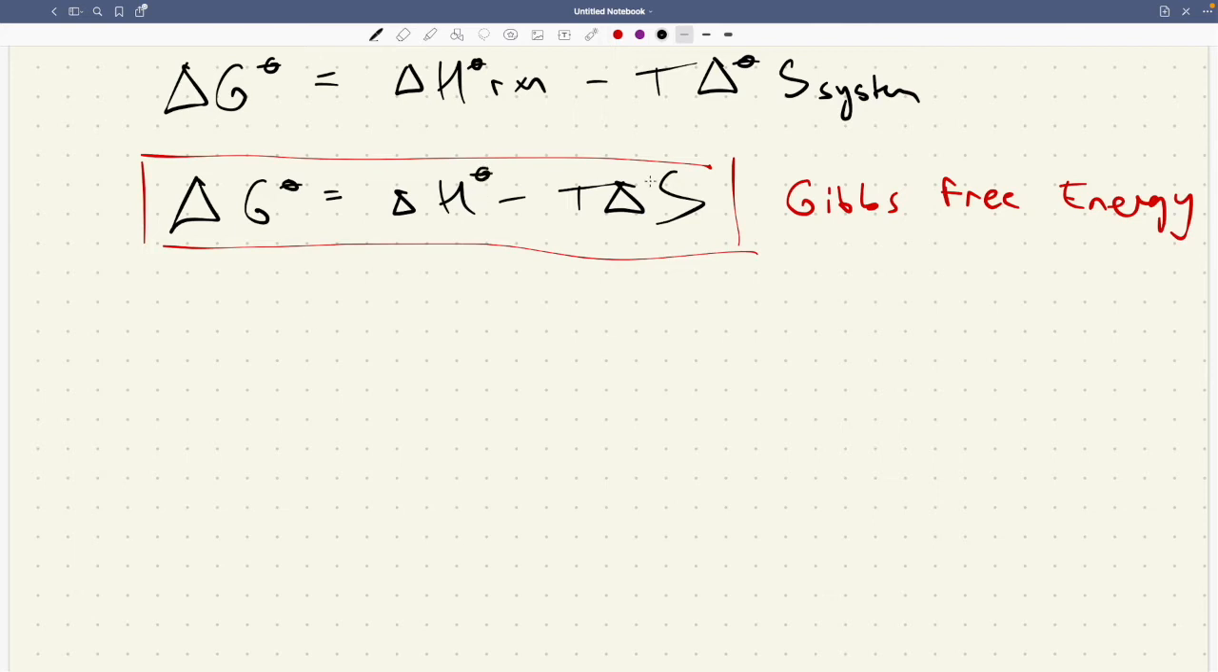I need some plimsolls there. Oh, what's going on up there? I got my things the wrong way around. Sorry, let's just fix this up. Delta S of the system.